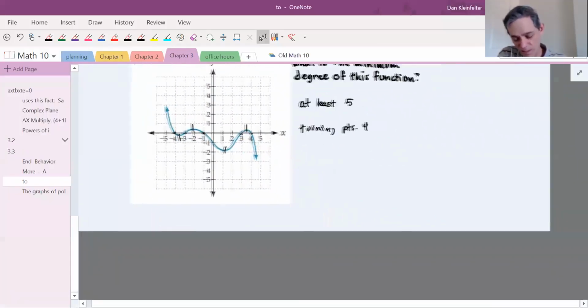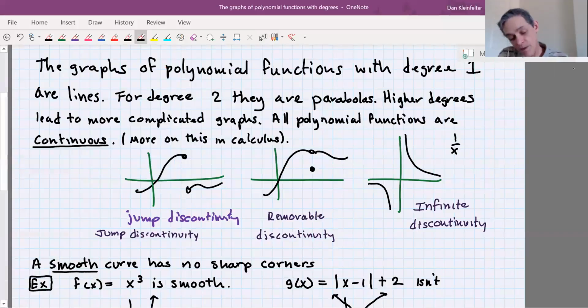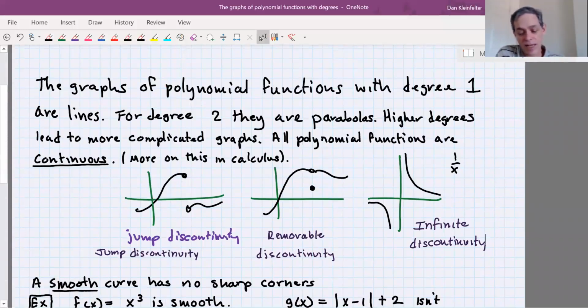All right, so we're almost finished with this. The graphs of polynomial functions that have degree 1 are lines, linear functions, right? We talked about that. For degree 2, they're parabolas. Higher degrees, we've seen that they're more complicated graphs. It turns out that all of the polynomial functions that we've been considering are what's called continuous. There's more on this in calculus, but basically you can think of it as, are you able to draw the whole graph without lifting your pencil or not? So all of the polynomial functions, you could draw the whole graph without lifting up your pencil.